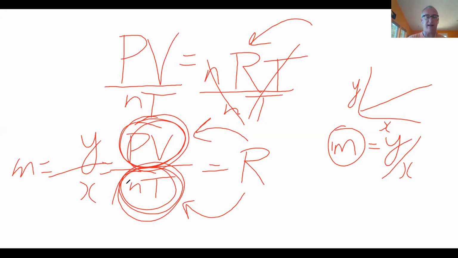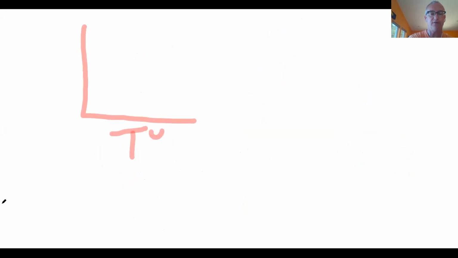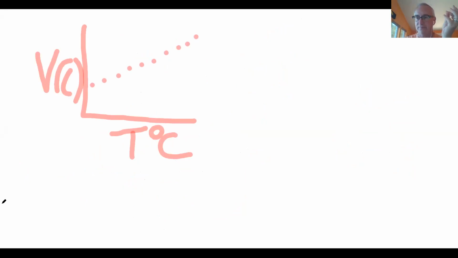So you're going to have to do some calculating here. And I can help you a little bit. The computer is going to draw you a plot of T in degrees C over volume in liters, like dot, dot, dot, dot. That's what it's going to give you. But that's not going to give you R.